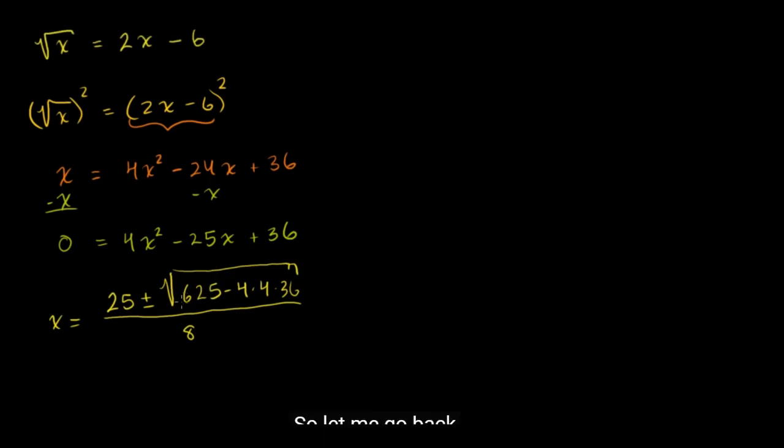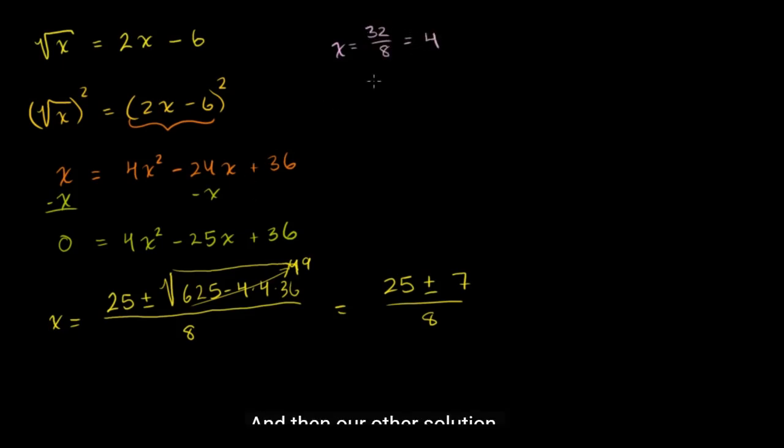So let me go back to the problem. So this in here simplified to 49. So x is equal to 25 plus or minus the square root of 49, which is 7, all of that over 8. So our two solutions here, if we add 7, x is equal to 25 plus 7 is 32, 32 over 8, which is equal to 4. And then our other solution, let me do that in a different color. X is equal to 25 minus 7, which is 18 over 8. 8 goes into 18 two times, remainder 2. So this is equal to 2 and 2/8, or 2 1/4, or 2.25, just like that.